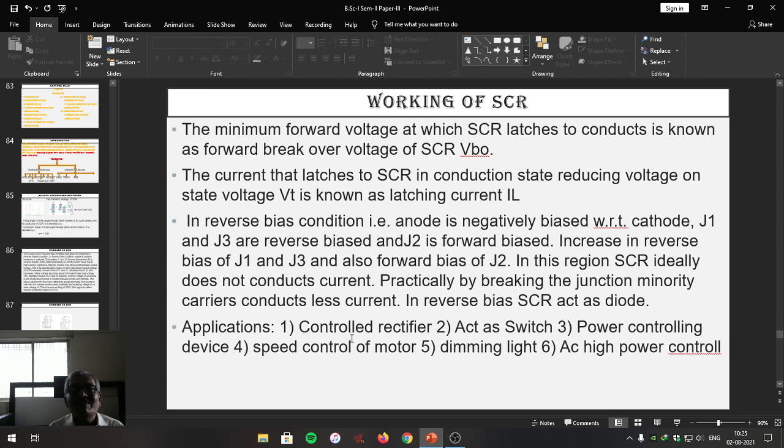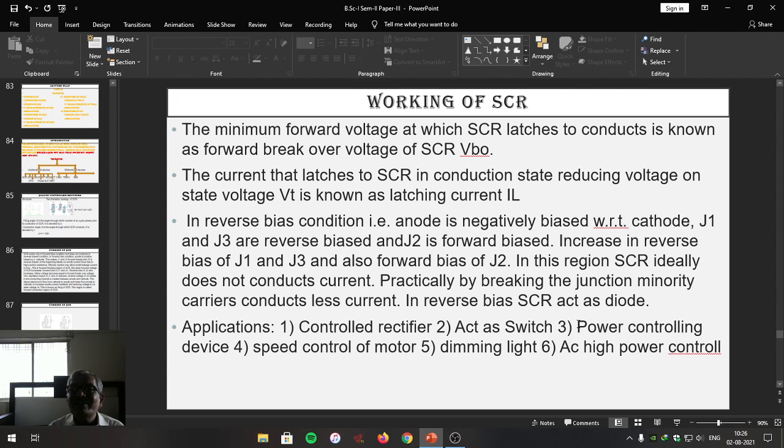So as it is a unidirectional device, it can convert AC into DC. But by using the gate terminal, gate current, one can control the load current. That's why it is called a controlled rectifier. This is one of the applications of SCR. Friends, SCR is going to act as a switch. Obviously, in the definition of SCR we have studied that it is a 4-layer, 3-terminal, 3-junction semiconductor switching device. So that's how you can say SCR acts as a switch.